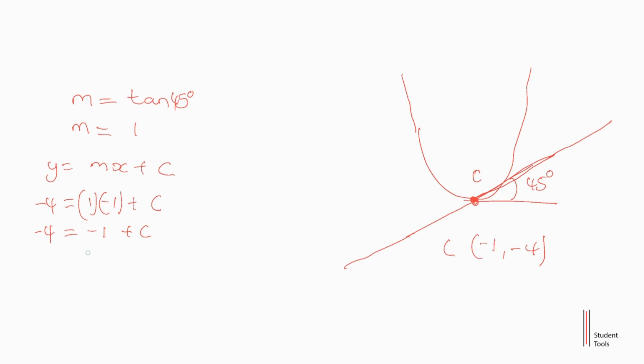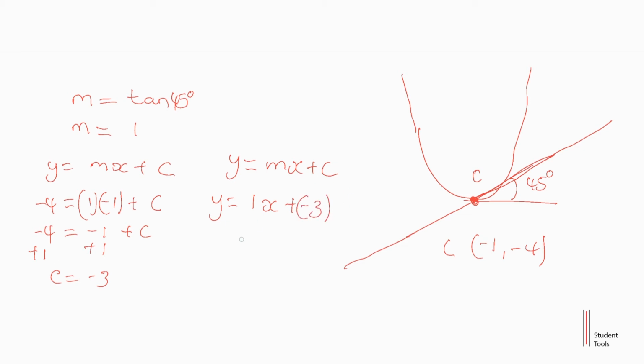To get the value of c, we take the -1 from the right-hand side to the left-hand side. So we add 1 and also add 1 here. So c is equal to -4 plus 1, that is -3. Therefore, our equation of this line is y equals mx plus c, and let us substitute with these values. y is equal to, the gradient is 1, x plus c, which is -3.